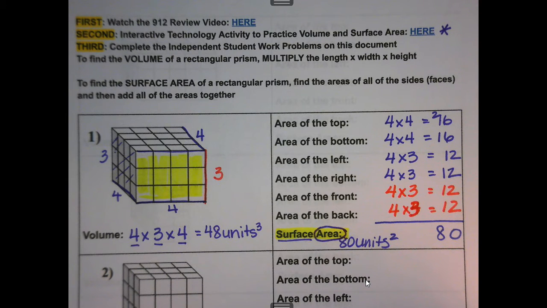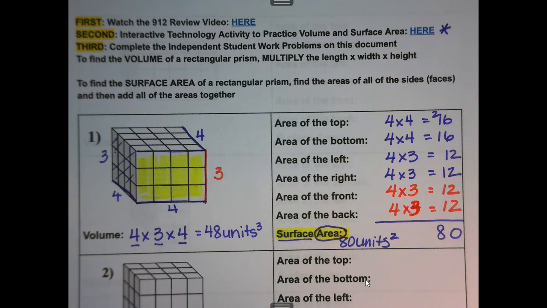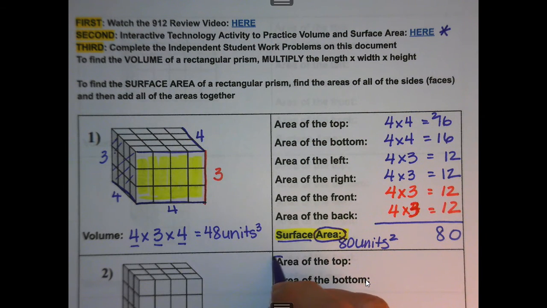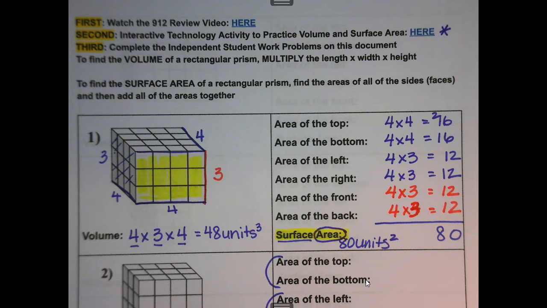Do your best. Remember that you need to make sure that you're taking care of all the different sides. Remember that the areas of the tops and the bottoms should be the same. These should be the same, and these should be the same. Each time we're going to have pairs of areas that go together, and that will help us, I think, to get our answers more accurately and precisely. Good luck.